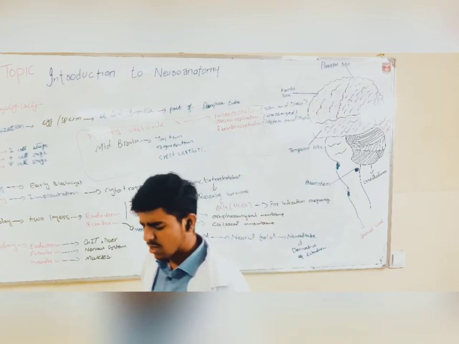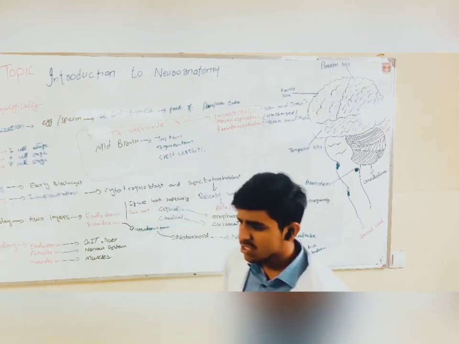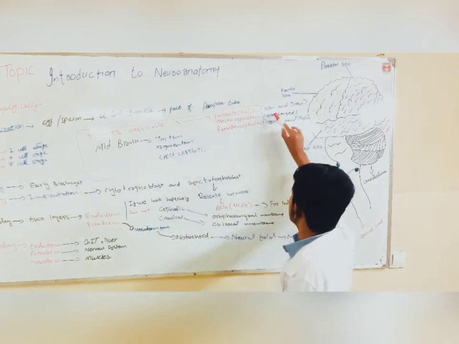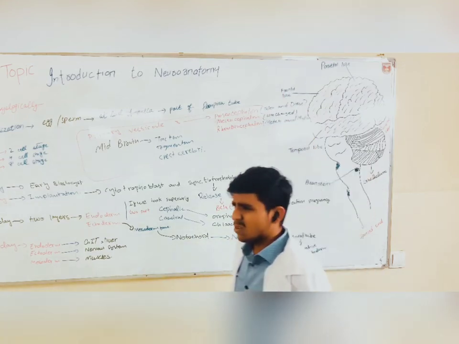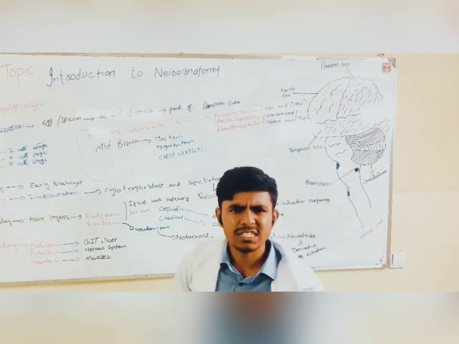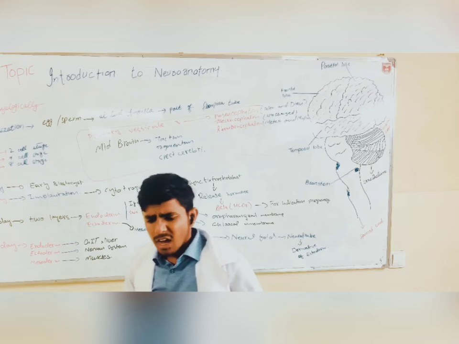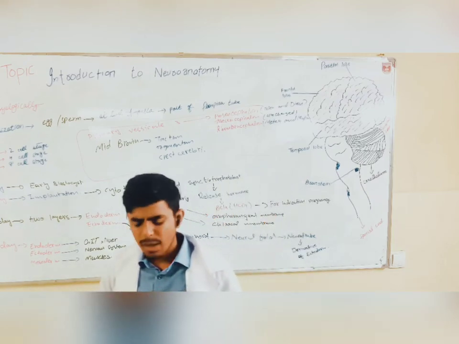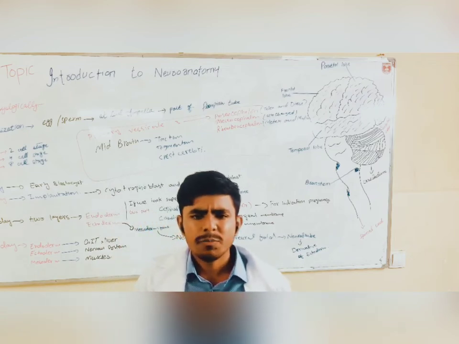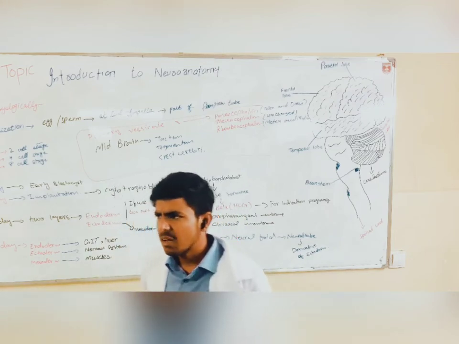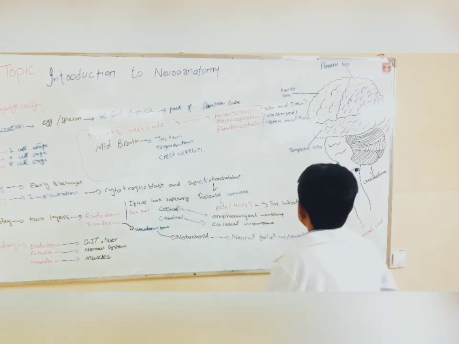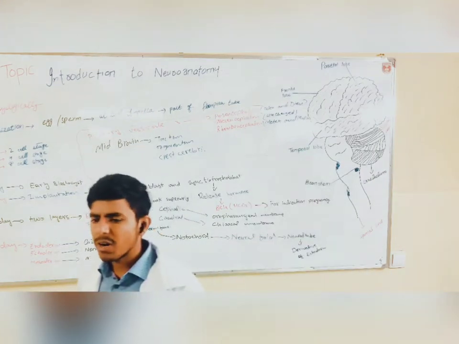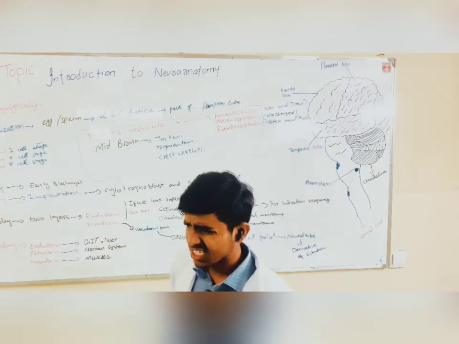First of all, we discuss about the prosencephalon. Prosencephalon is divided into telencephalon and diencephalon. Telencephalon consists of limbic system and basal ganglia. Diencephalon has thalamus, hypothalamus, subthalamus, epithalamus, metathalamus, which control different functions. The midbrain has three parts: tectum, tegmentum, and crus cerebri.